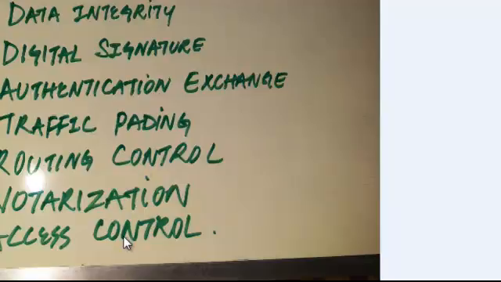And the last one is access control. Access control ensures that users only access those resources and services that they are entitled to access. So, in access control, the individual trying to gain access must first be identified and then authorized or authenticated, and then access rights are tailored to the individual.